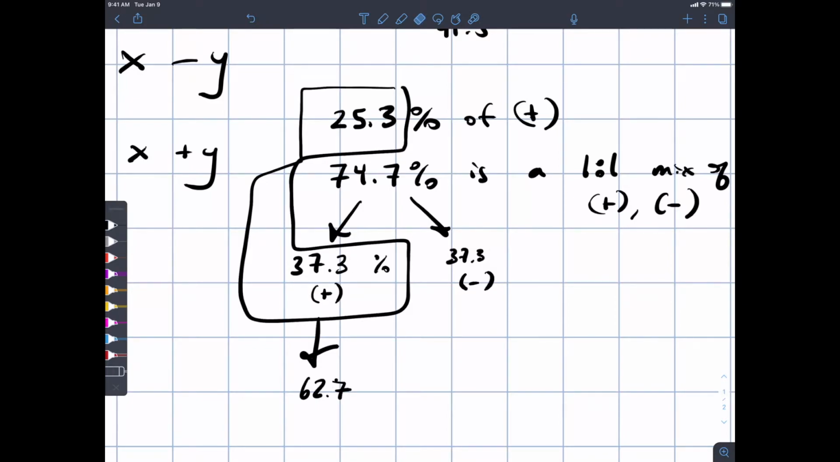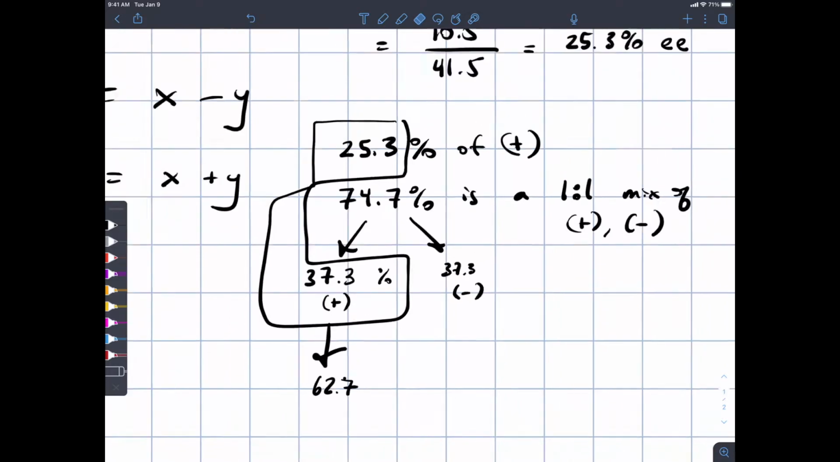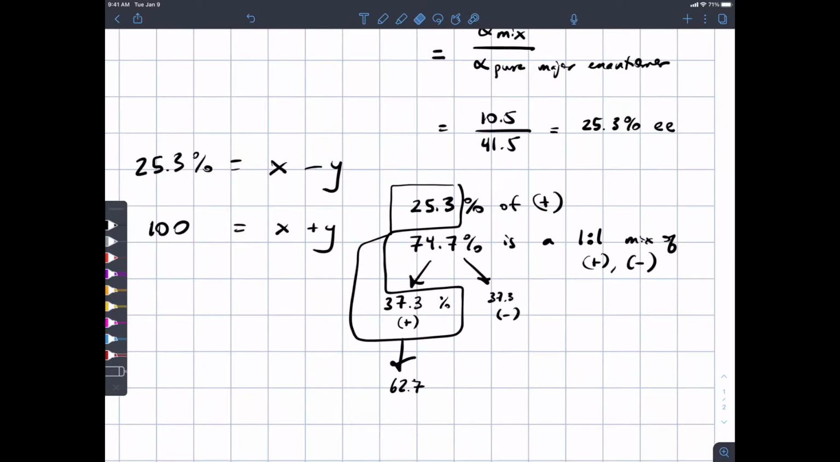Okay? See how we sort of did that? That's really all there is to it. If that's not making sense to you, look up a couple of problems in the book in the section on enantiomeric excess, but it's really no more complicated than that. Anything you want to ask about that?